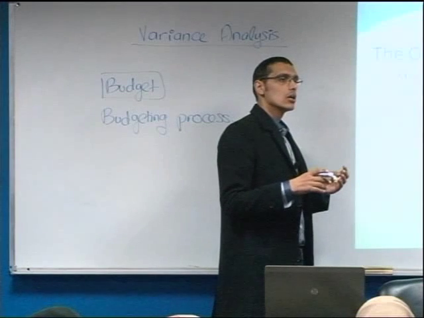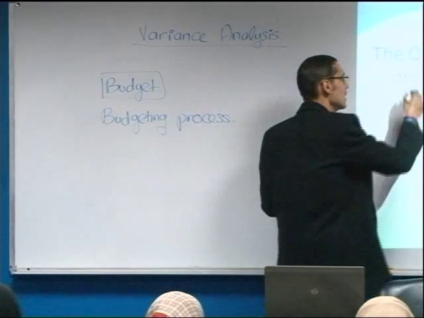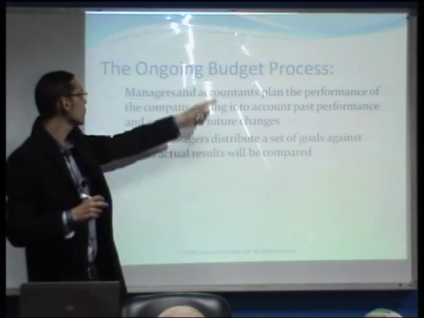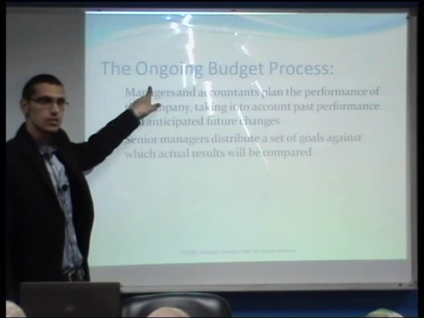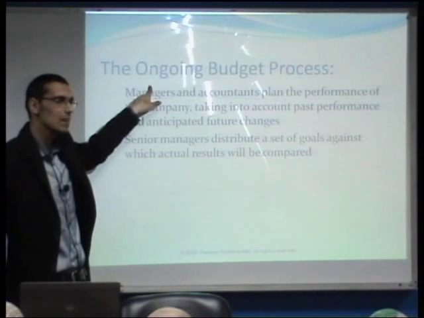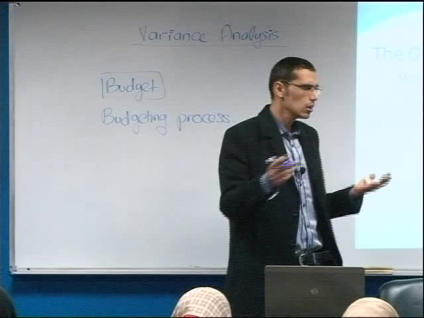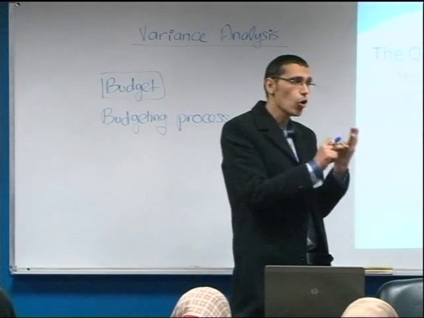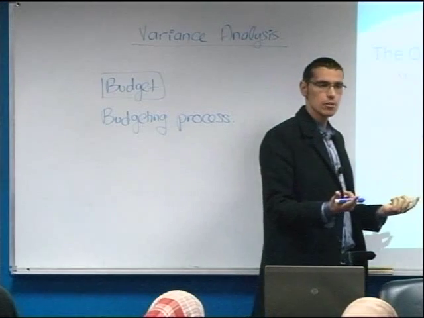Therefore, what is the segment that is mainly involved in the budgeting process? As we can see here, managers and accountants. What do they do exactly? They plan the performance of the company. Managers come up with the plan. Didn't you study in Business 1 and Business 2, in Principles of Management 1 and Principles of Management 2, that any manager performs more than one function: planning, controlling, motivating, directing, and so on. Therefore, one of the job descriptions of any manager is coming up with the plans.